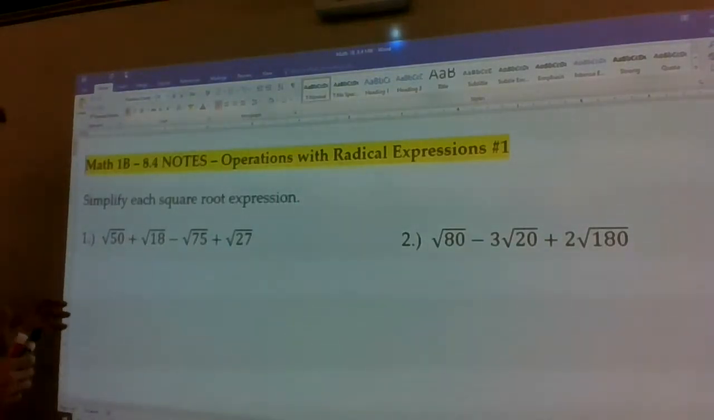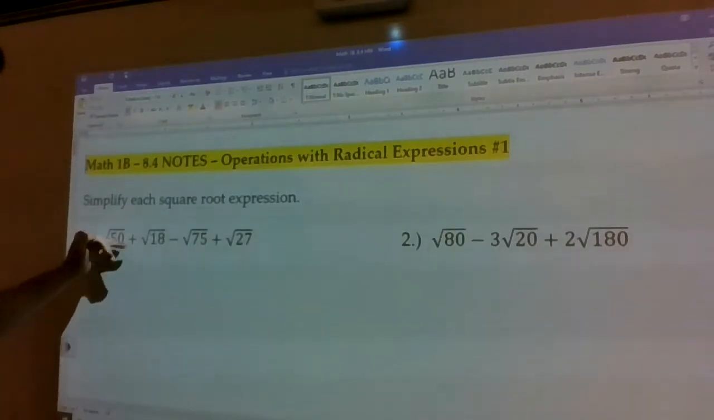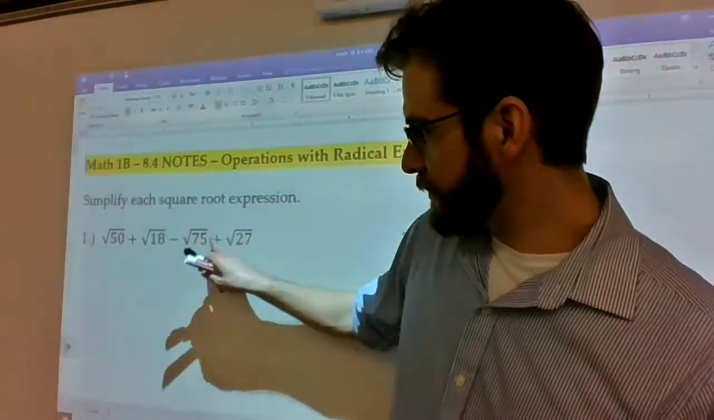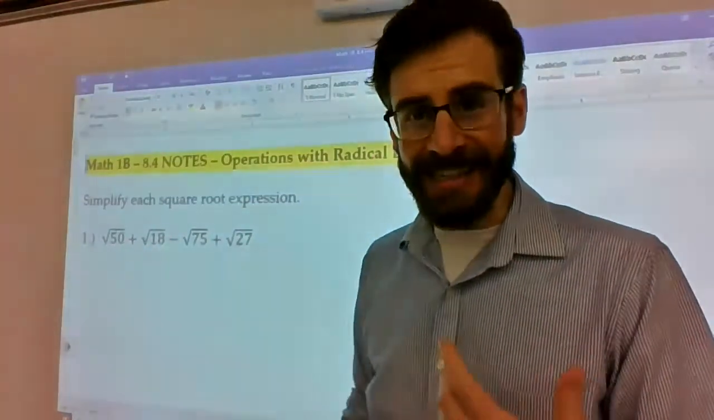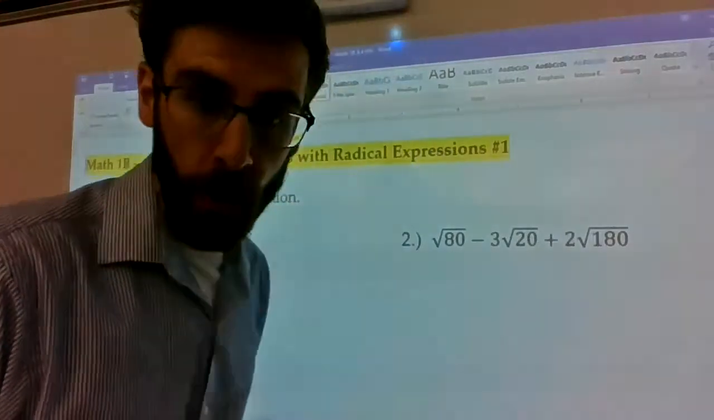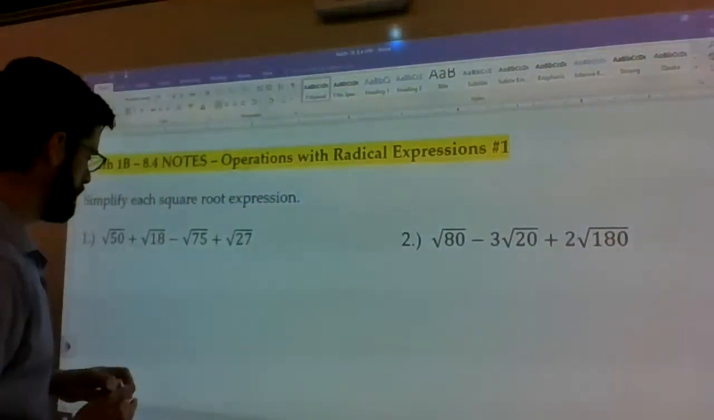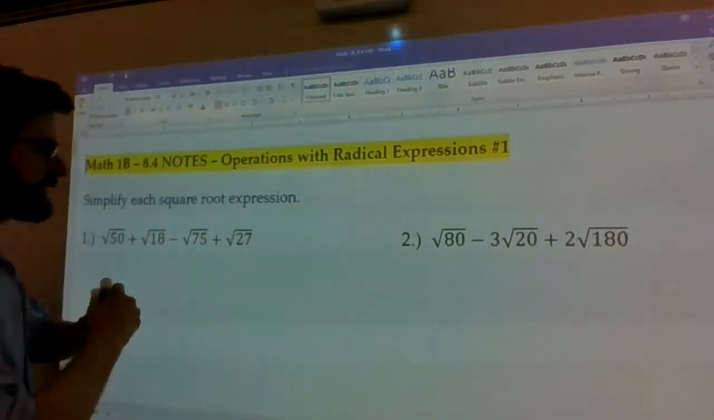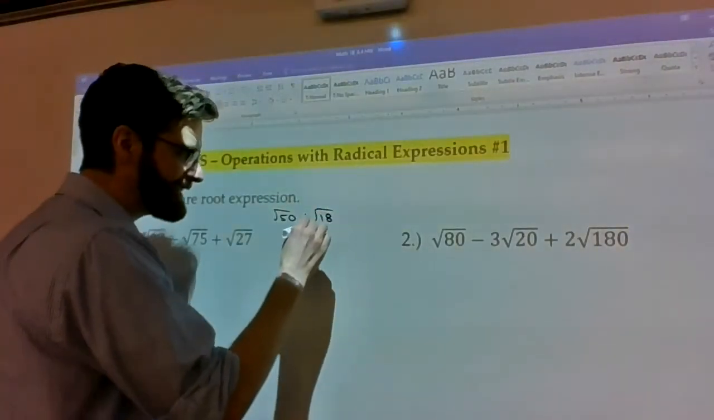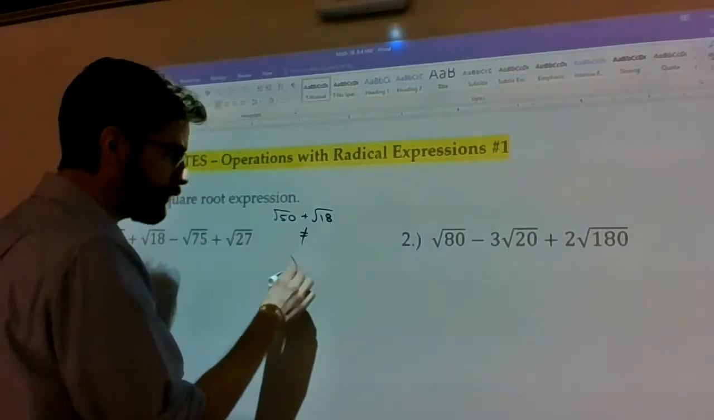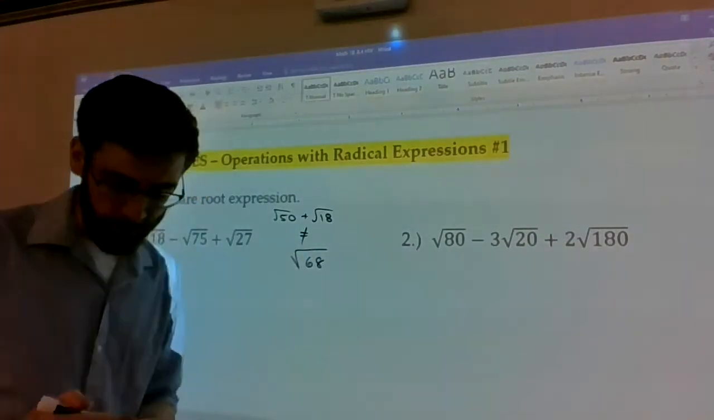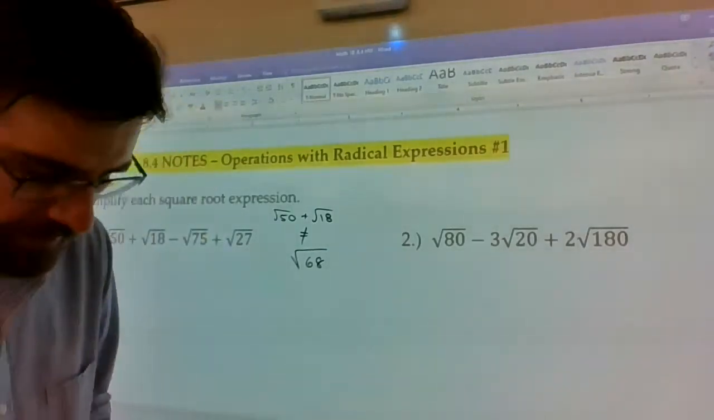So a couple things to keep in mind. If you're trying to add or subtract roots of different values inside here, you actually need them to become common roots. All right? So what I'm saying is root 50 plus root 18 does not equal root 68. It doesn't work. I mean, I could very easily verify that.